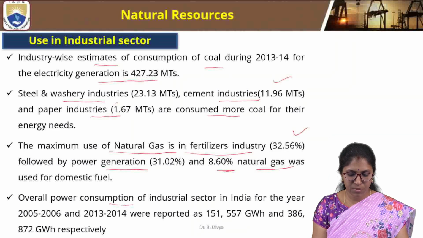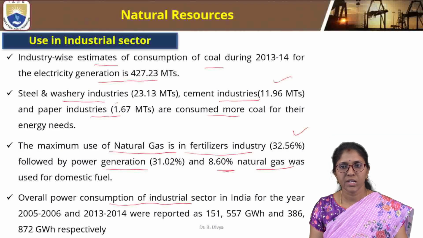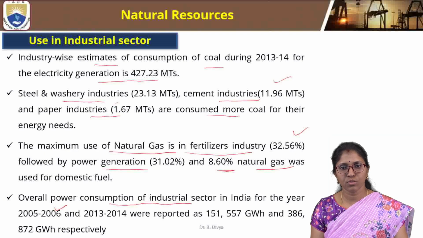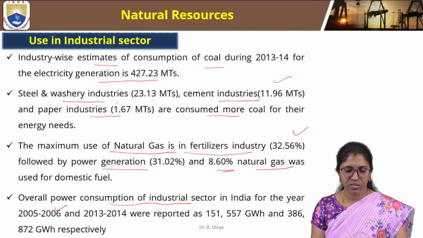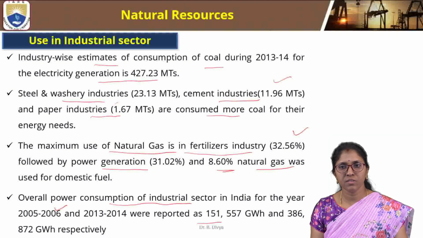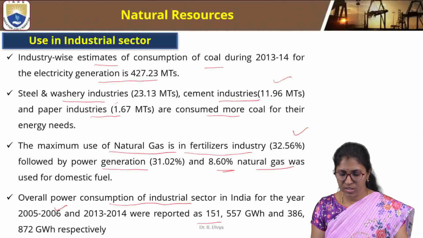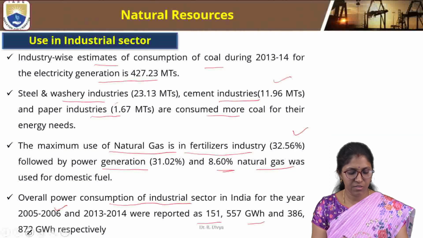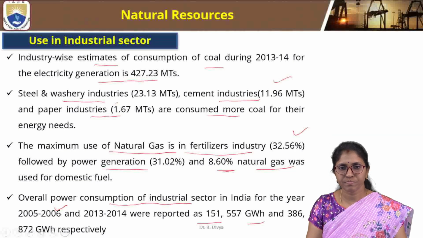So overall power consumption of the industrial sector in India for the years 2005 to 2006 and 2013 to 2014 were reported as 151,557 gigawatt hour and 386,872 gigawatt hour respectively.